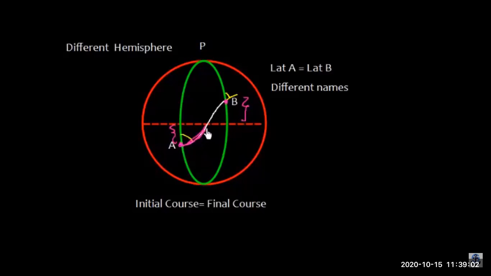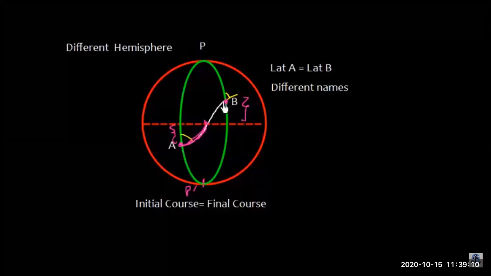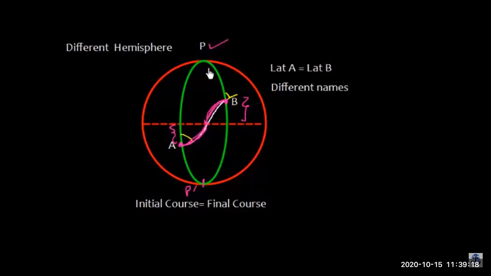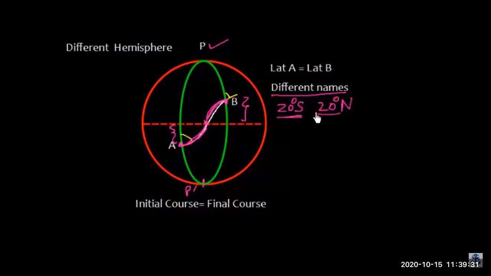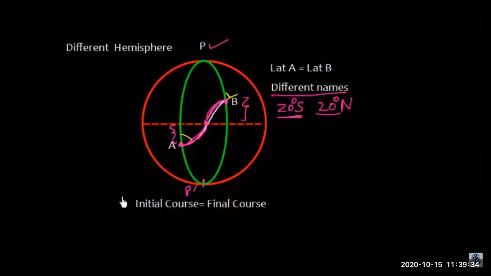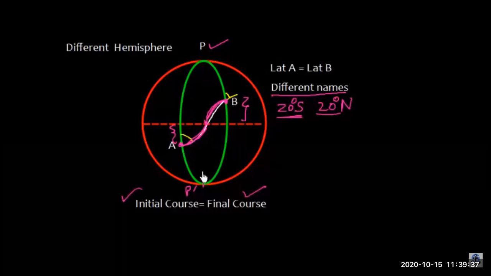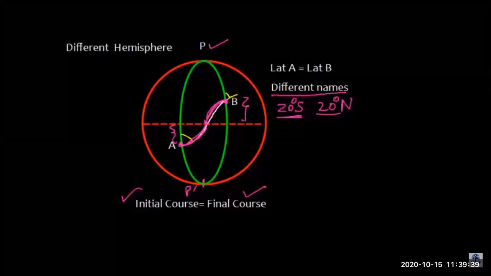From A to the equator, the curve is pointing towards the South Pole, and from the equator to B, the curve is pointing towards the North Pole. Now we have to find the courses in the questions. If latitude A is equal to latitude B but they have different names, 20 degrees south and 20 degrees north, then the initial and final course you will get are the same.